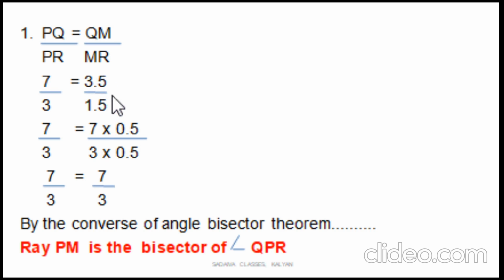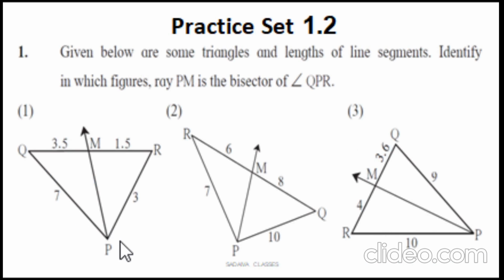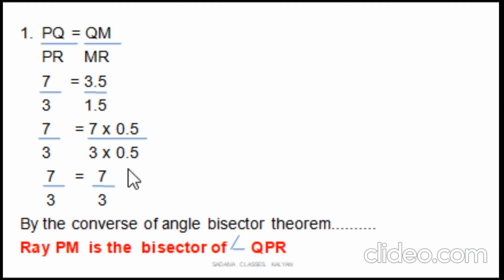Factorizing, 7 into 0.5, and 1.5 is equal to 3 into 0.5. So this 0.5 cancels out. Then 7 upon 3, 7 upon 3. Both sides are equal. If the ratio of PQ upon PR and QM upon MR is equal, then by the converse of the angle bisector theorem, ray PM is the bisector of angle QPR.